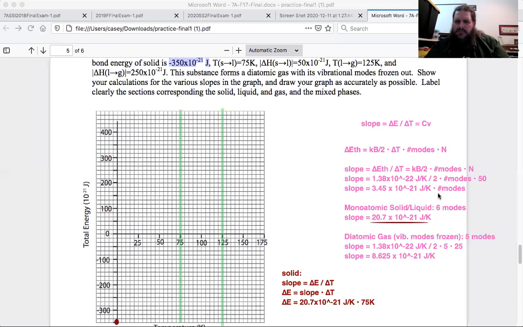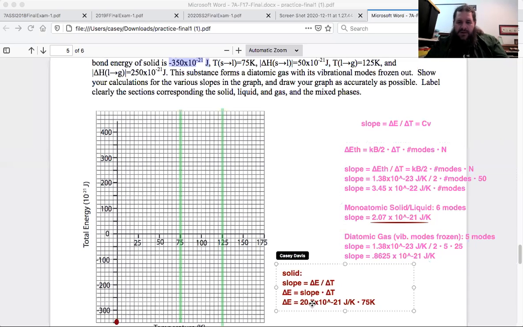For the slope of the monatomic solid and liquid, I got 2.07 times 10 to the negative 21. Okay, did I just miss the value for Boltzmann's constant by an order of magnitude? Yes. Is that supposed to be 10 to the negative 23 there? Yep. Okay. This is why one must always be careful with orders of magnitude. So that's actually going to be 1 order of magnitude smaller. And that means this one will be also.